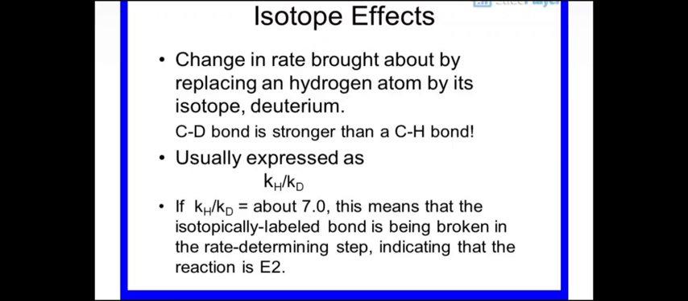So before going to isotope effect, what is meant by an isotope? So isotope means they have the same atomic number but different in mass number. So what are the different isotopes of hydrogen? Protium, deuterium and tritium. So these are the different isotopes of hydrogen. So hydrogen is having the atomic number 1 and mass number is different.